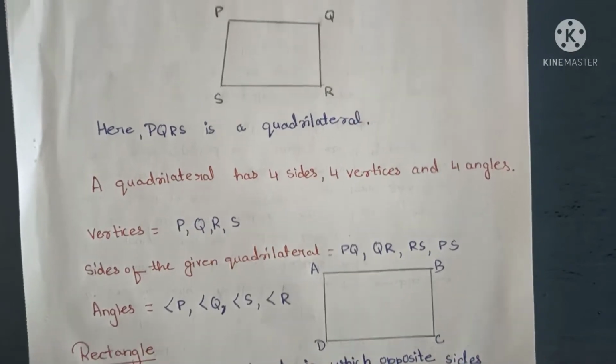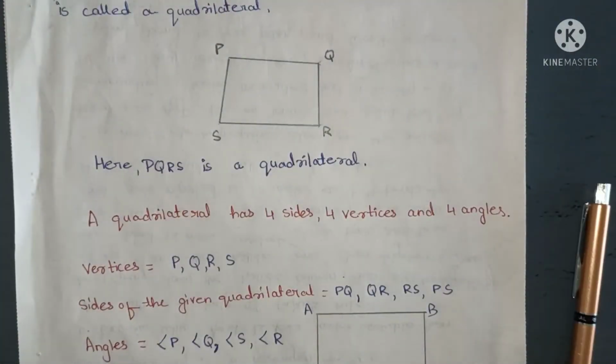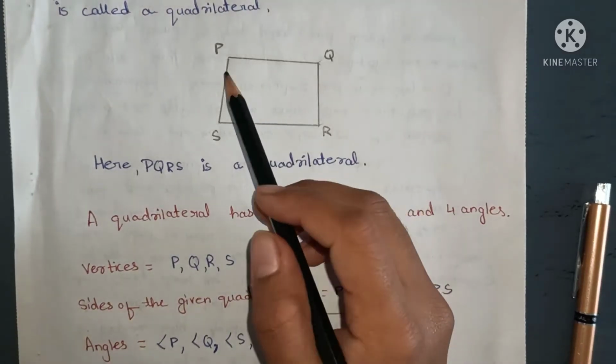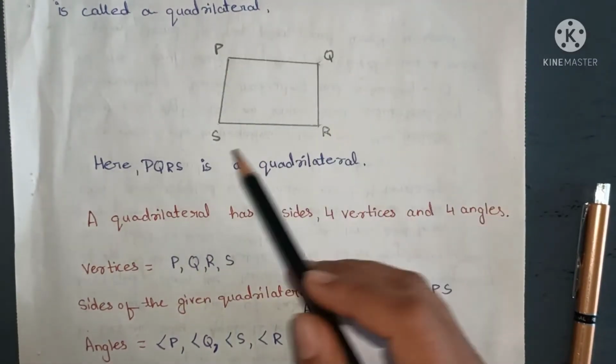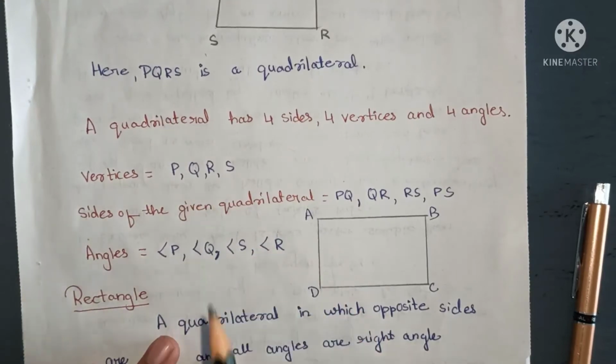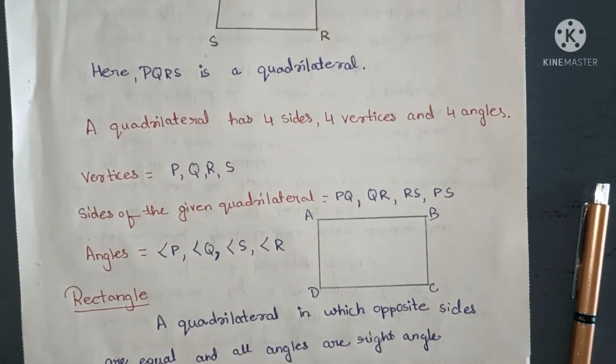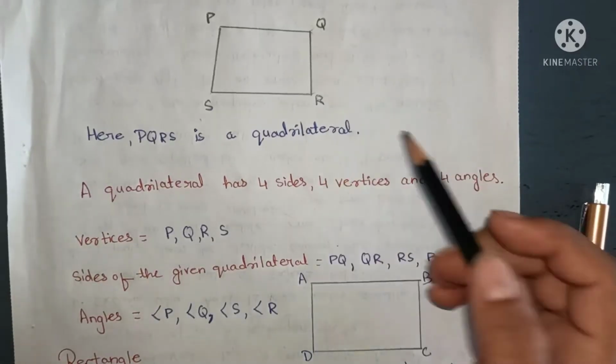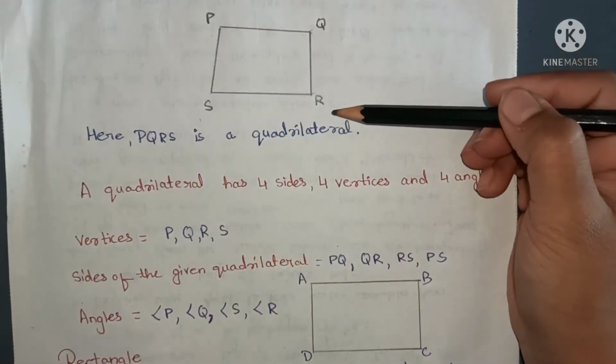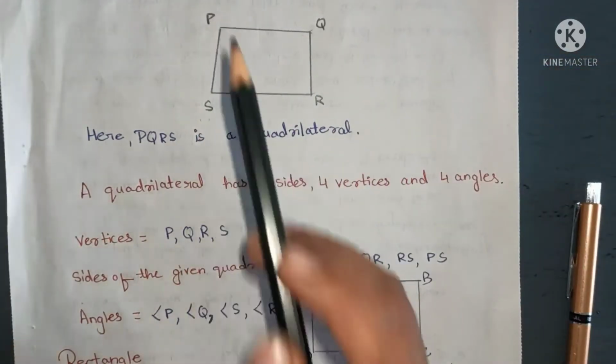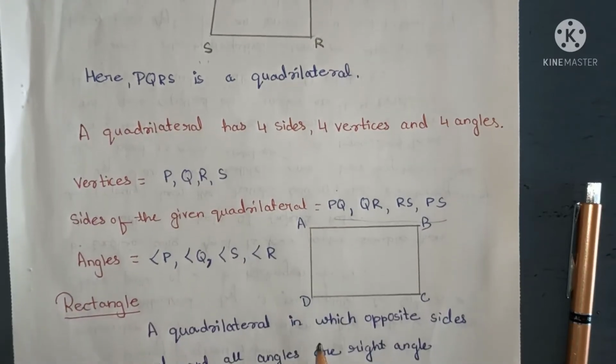What are the names of the vertices in this quadrilateral? How can we name the vertices? So the names of the vertices are P, Q, R and S. So I have written here vertices P, Q, R, S. What are the sides of the given quadrilateral? PQ is one side, then QR, then RS and then PS. So I have written the sides as well.